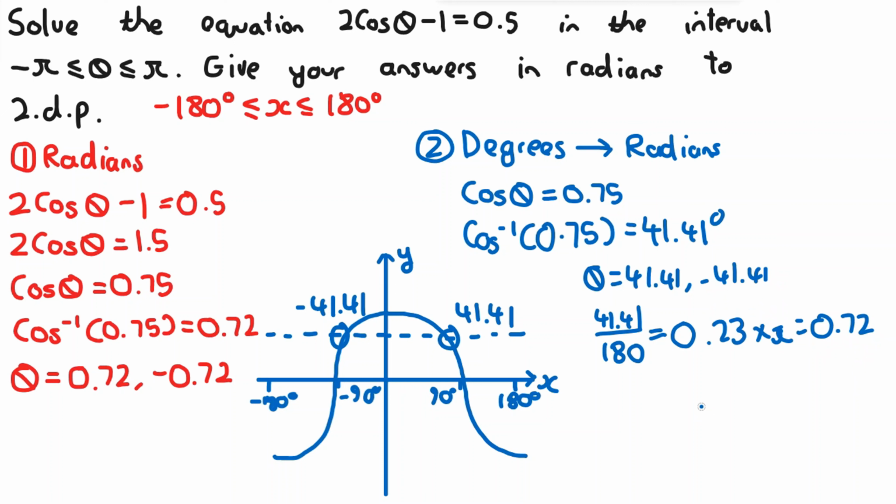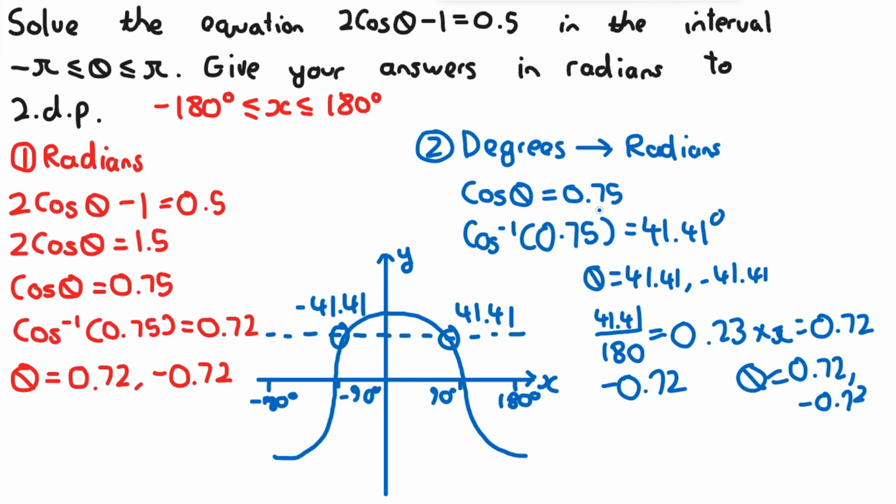And then minus 41.41 will be minus 0.72 like this. So therefore theta is equal to 0.72 and minus 0.72. You can see that we've got the same answer. So for the rest of the video, I'm only going to use the just working in radians method just to save time in the video, but you can use whatever method you want to if you are more comfortable working in degrees and convert to radians at the end.